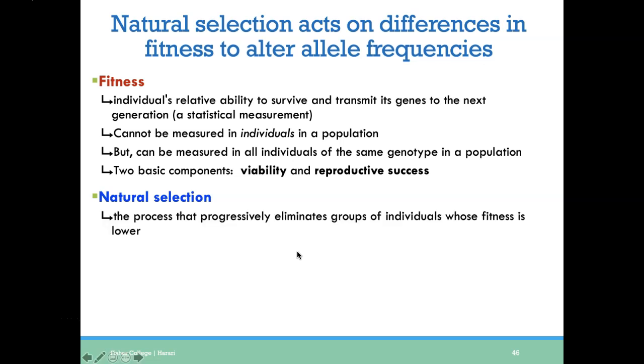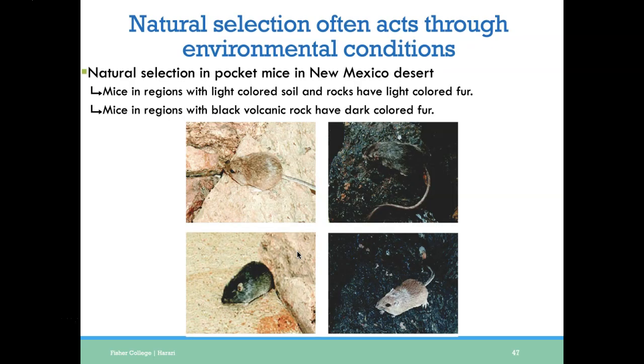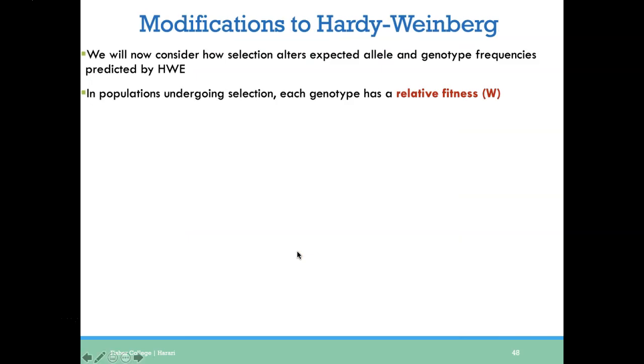So, we know that the process that progressively eliminates groups of individuals is called natural selection. So that should be clear, that the individuals whose fitness is higher become parents of the next generation. And this occurs in all natural populations. So now we're going to talk about how in populations that undergo selection, each genotype has a relative fitness.